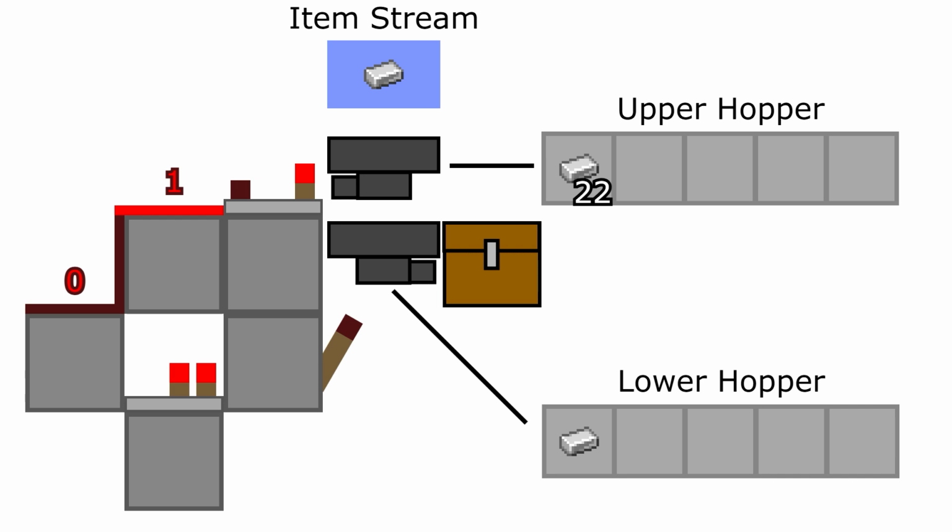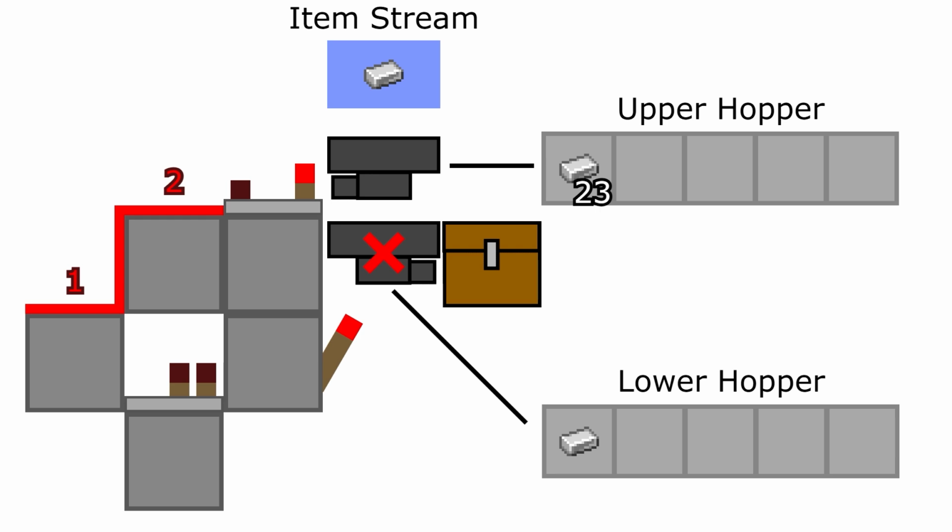And now the upper hopper only has 22 ingots, so the comparator output drops to power level 1 again, meaning the lower block becomes unpowered, meaning the redstone torch turns back on and locks the lower hopper. So now we have 22 ingots in the upper hopper and 1 in the lower hopper. Another ingot happens by, so the upper hopper has 23 ingots again.